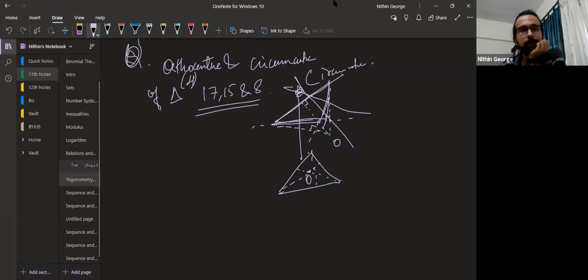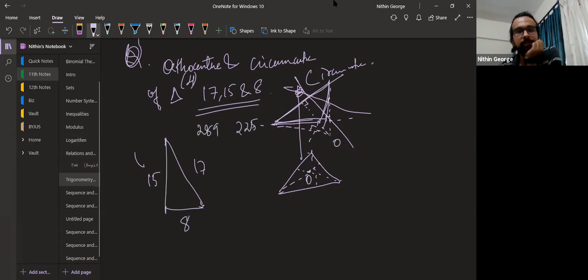Guys, first I want you to notice that what I asked you was a right triangle. Okay, 17, 15, and 8. 17 squared is 289. 15 squared is 225. 8 squared is 64. You add both of them, you get 289. A squared equals B squared plus C squared.